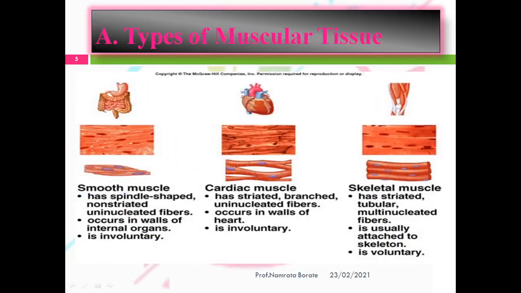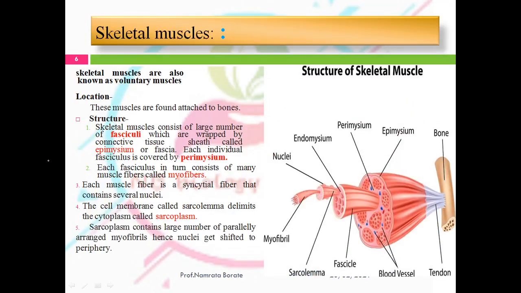Muscular tissues are classified into three types. The first one is smooth muscle fiber. The second one is the cardiac muscular tissue, that is, the cardiac muscles. And the third one is skeletal muscle. The first one we see is the skeletal muscles. These skeletal muscles are also known as voluntary muscles. These muscles are found attached to the bones.